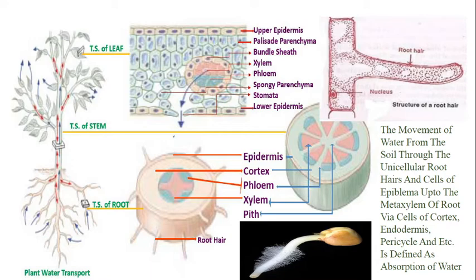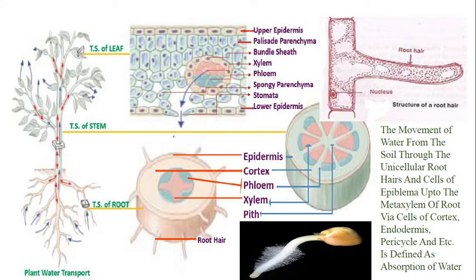As in the TS of stem, the outermost protecting and limiting layer is called the epidermis, and below that epidermis there is a cortex. Below the cortex there is the phloem, which is green in color, and the red color is the xylem. So this is the complete internal structure of root and stem.